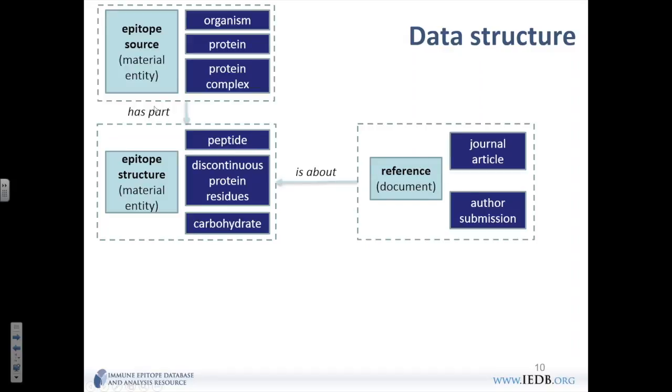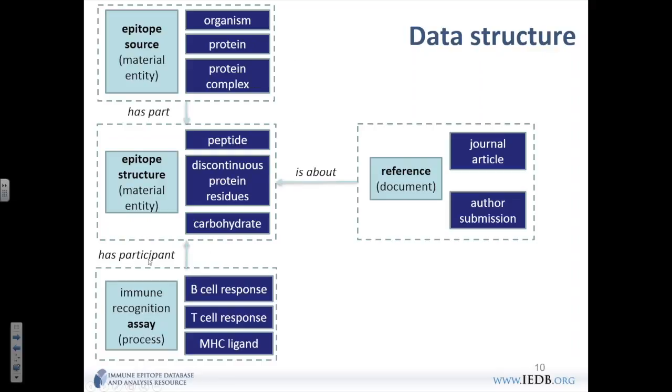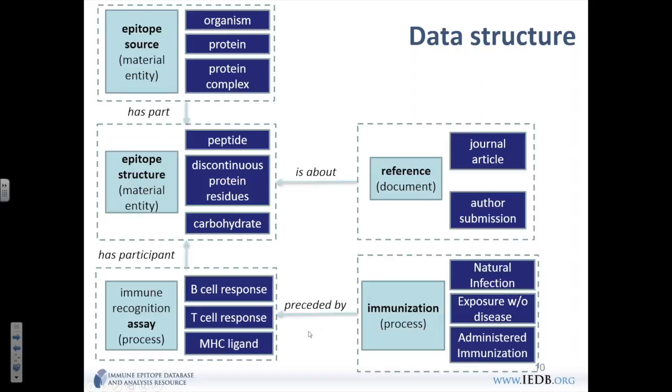Then if there's an epitope, it comes from somewhere. There's an organism from which it was derived, like Lassa virus, and the protein it comes from, which could be a protein complex. Then in order for it to be an epitope, it must be tested somewhere. So there must be some kind of assay that is being run, measuring a B cell or a T cell response.